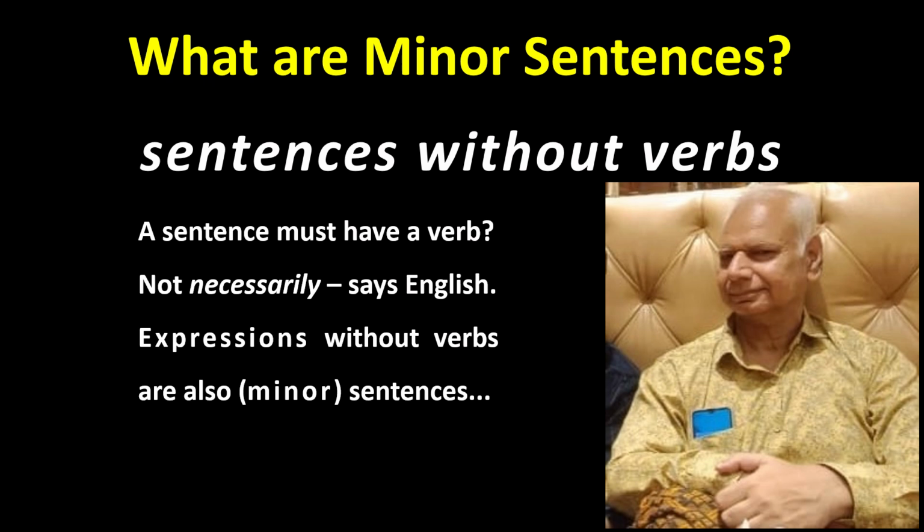English language says expressions without verbs, without finite verbs, are also sentences, and sentences without verbs are called minor sentences. You can have expressions that have no verbs or no finite verbs, and yet they are sentences. And when we have a complete sentence without a verb, that would be a minor sentence. Let us see in more detail.